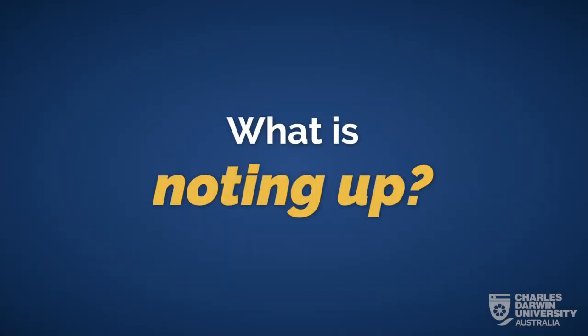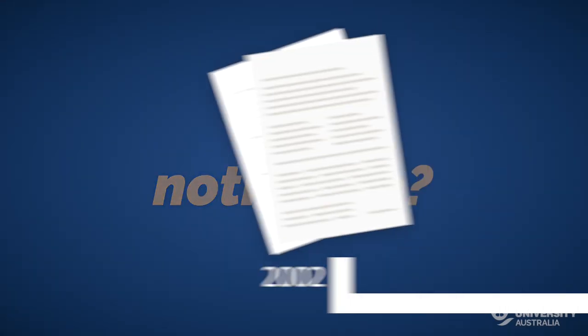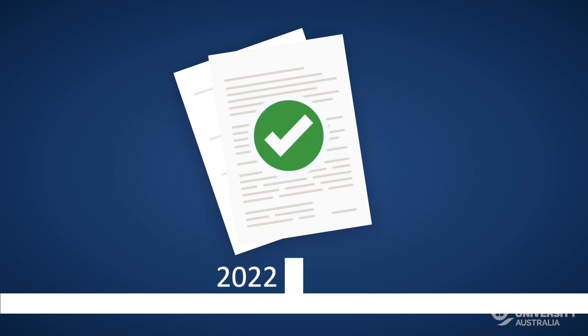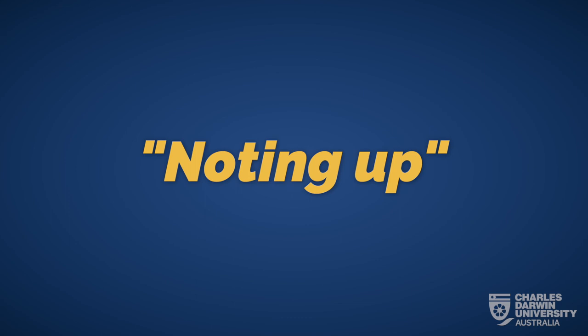The law changes over time, so when you find a case, you may need to find out how your case is being used today. You need to see if your case is still being used as an authority, or has the case been overruled by another case. You can find out how your case has been cited by noting up.